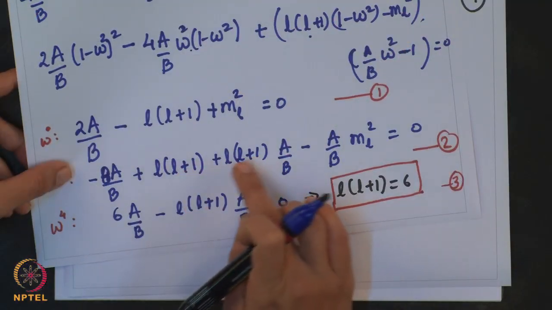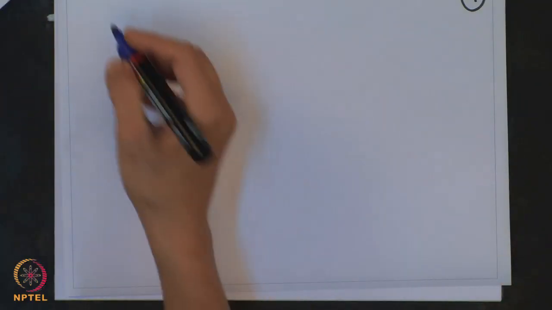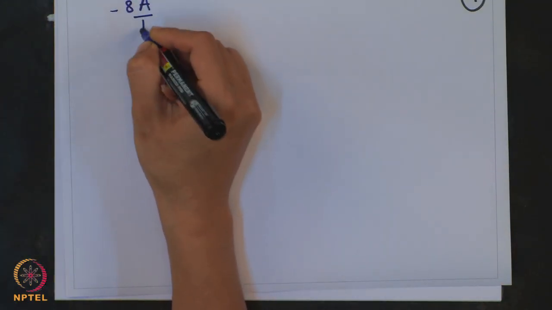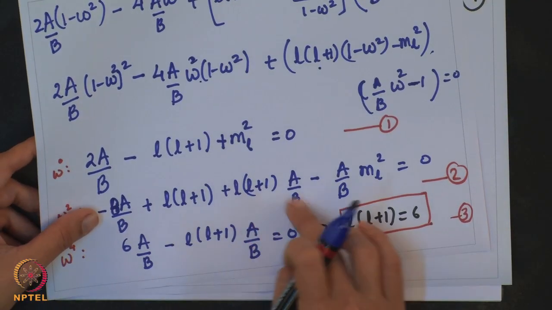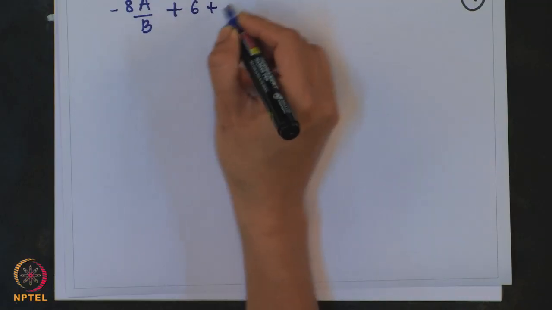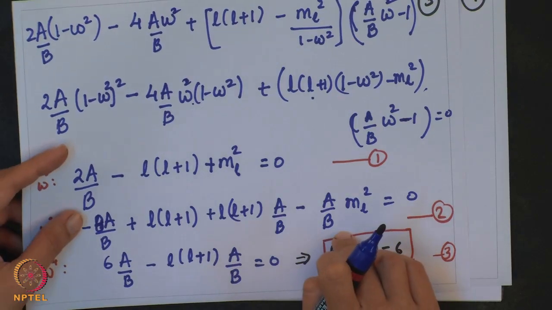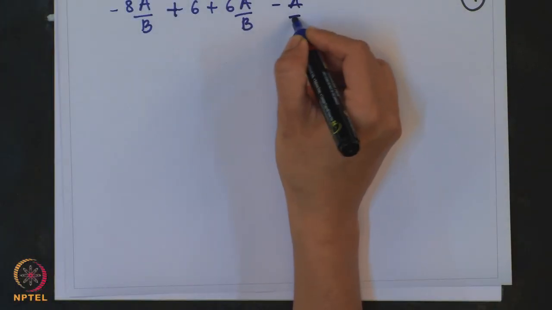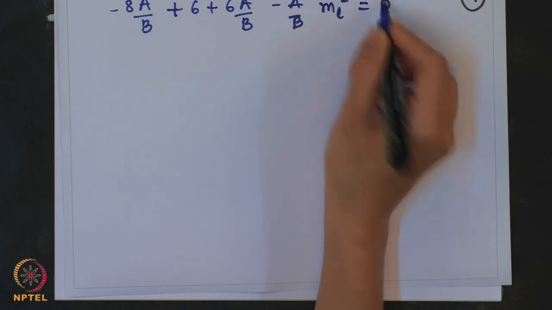Let us do it. I will use this substitution here. So this becomes 6 plus 6 A by B, so this will be minus 8 A by B, plus, this is 6 and this is 6 A by B. So 6 plus 6 A by B, correct, and then I have minus A by B ml square equals 0.